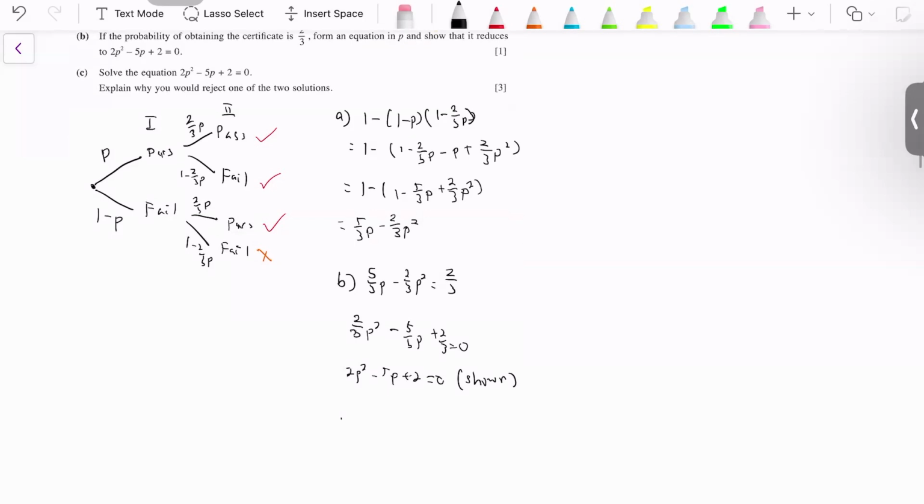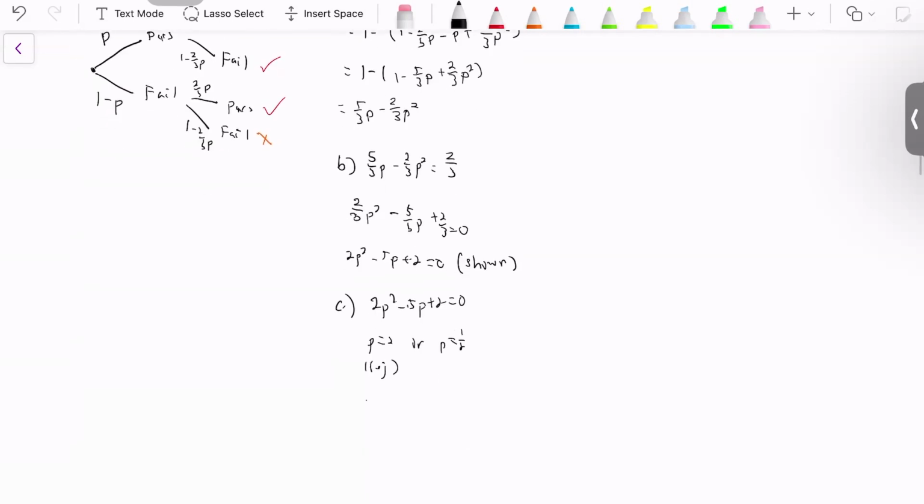Okay, part C. Solve the equation 2P squared minus 5P plus 2 equals 0, and explain why we reject one of the two solutions. Using what we've learned with regards to quadratic equations, the answer we get is P equals 2 or P equals half. One of the solutions we have to reject. In this case, we have to reject P equals 2.